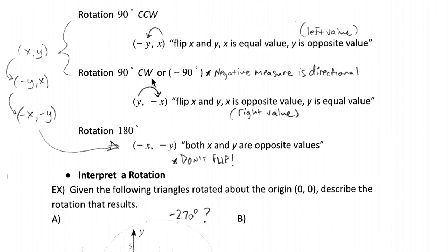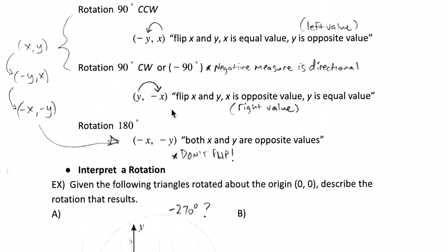And then lastly, since we didn't talk about it yet, 90 degrees clockwise, that rule, we're going to do the exact same thing we did up here. Flip our coordinates, but this time we're going clockwise or spinning to the right. So I'll remember that if I draw my arrow spinning to the right, I'll make the right value the opposite after I flip my coordinates. So we're going to practice using these rules in the next section.